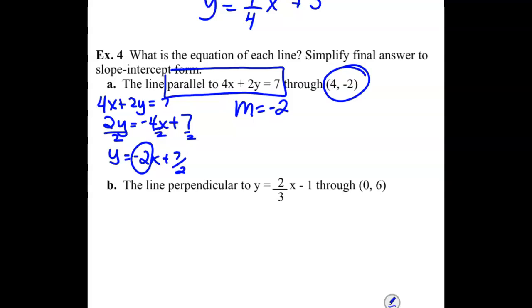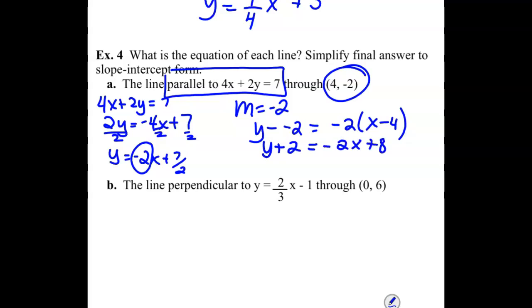All right, so simplifying and finishing up this one, we have y minus negative 2 equals negative 2 times x minus 4. Okay, this becomes y plus 2. Distributing, we've got negative 2x plus 8. And then if we subtract 2 over, you should have y equals negative 2x plus 6. We okay with that?